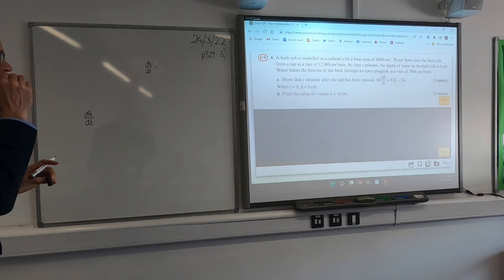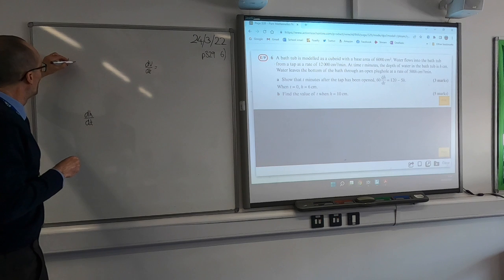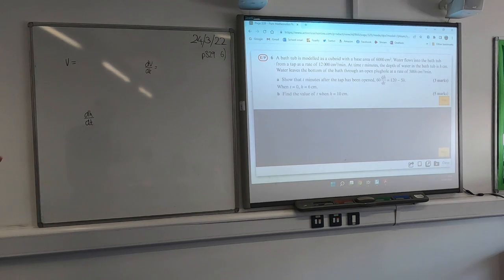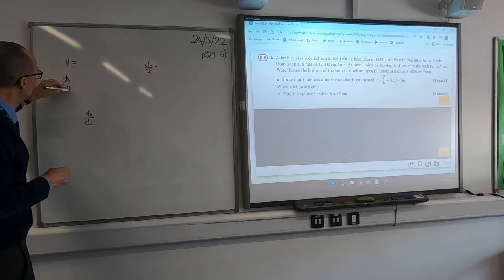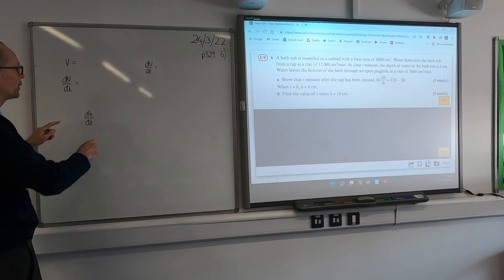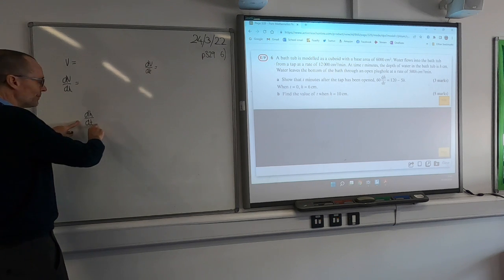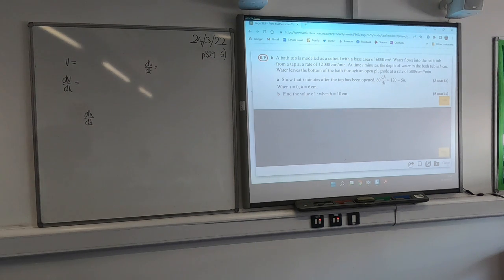And can you also write me a formula for the volume of the cuboid, which will involve h, which is the height. So you could differentiate that to give me dV by dH. And I'm sort of hoping you could then combine those two things to make dH by dt.